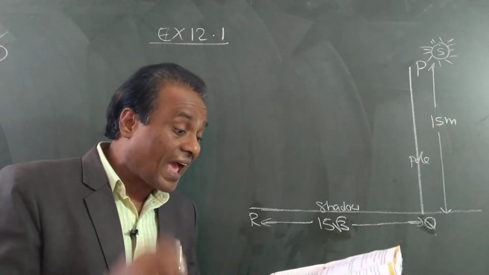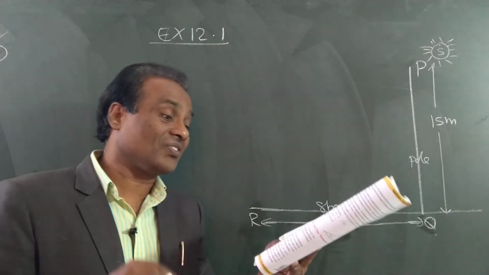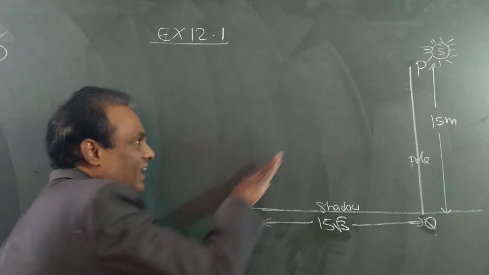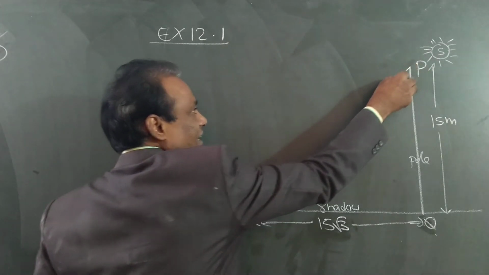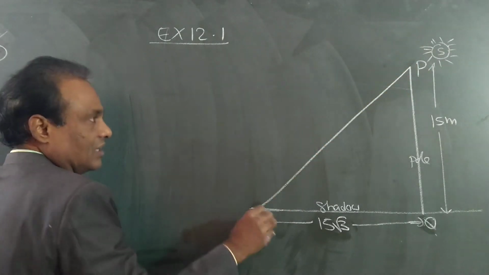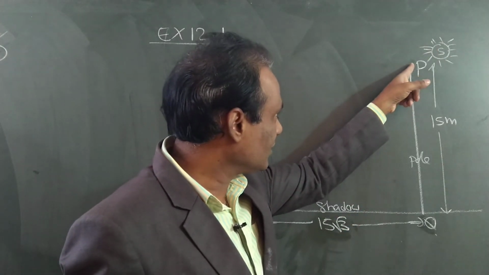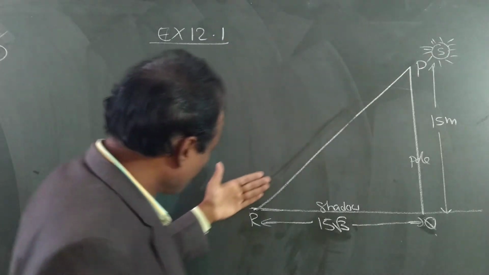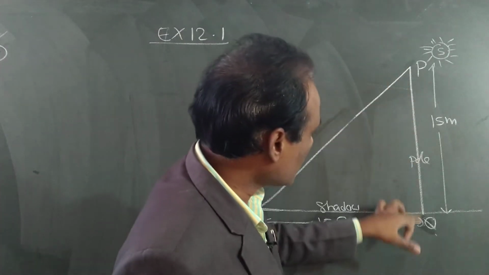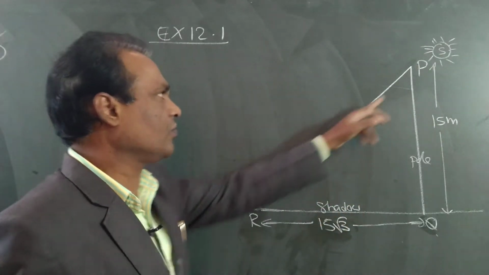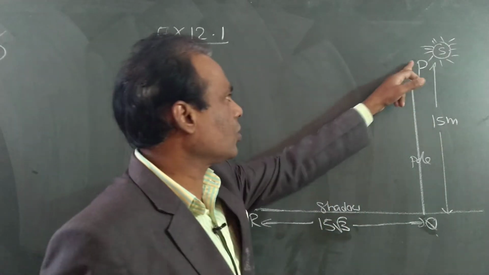What is the angle of elevation of the sun rays with the ground at that time? See here. Suppose the sun rays fall here, on this side there will be no shadow. So on this total part there will be a shadow. This is the shadow. On this side there is no shadow for the pole. The pole's shadow will end here.